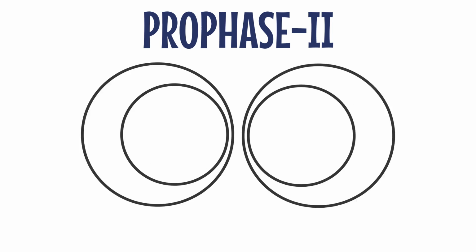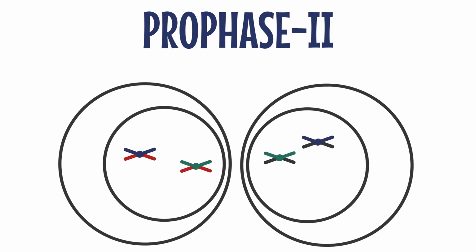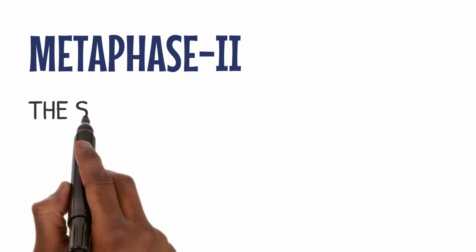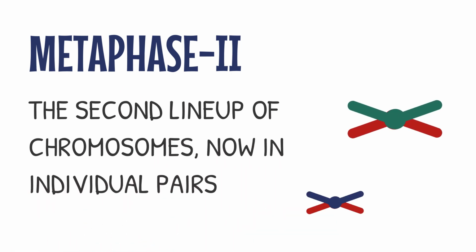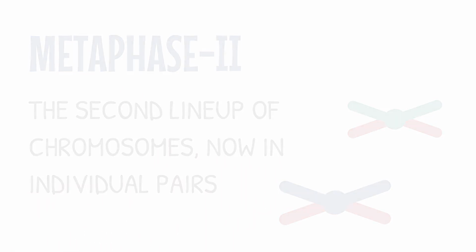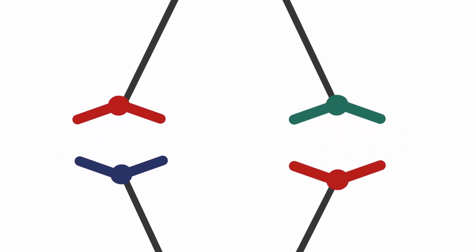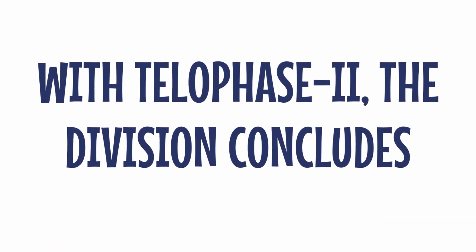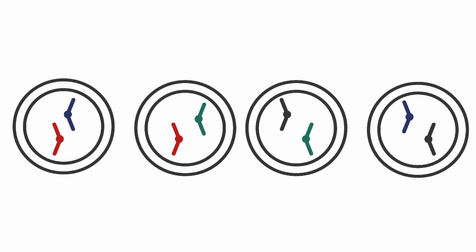Prophase 2 marks the beginning of the second act. The chromosomes condense again, ready for their performance. Metaphase 2 brings the second lineup of chromosomes, now in individual pairs, preparing for their final separation. And in anaphase 2, the chromosomes split apart and head towards their respective endings. With telophase 2, the division concludes. 4 new cells are formed, each with a unique genetic combination, ready to carry the legacy forward.